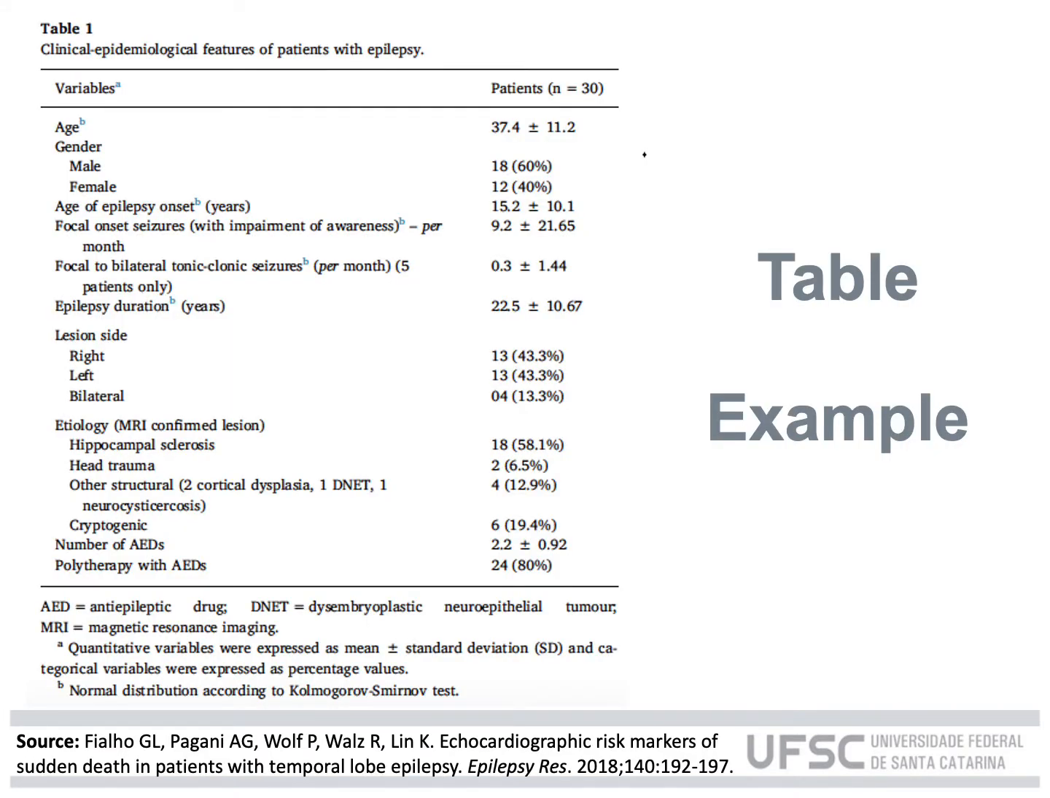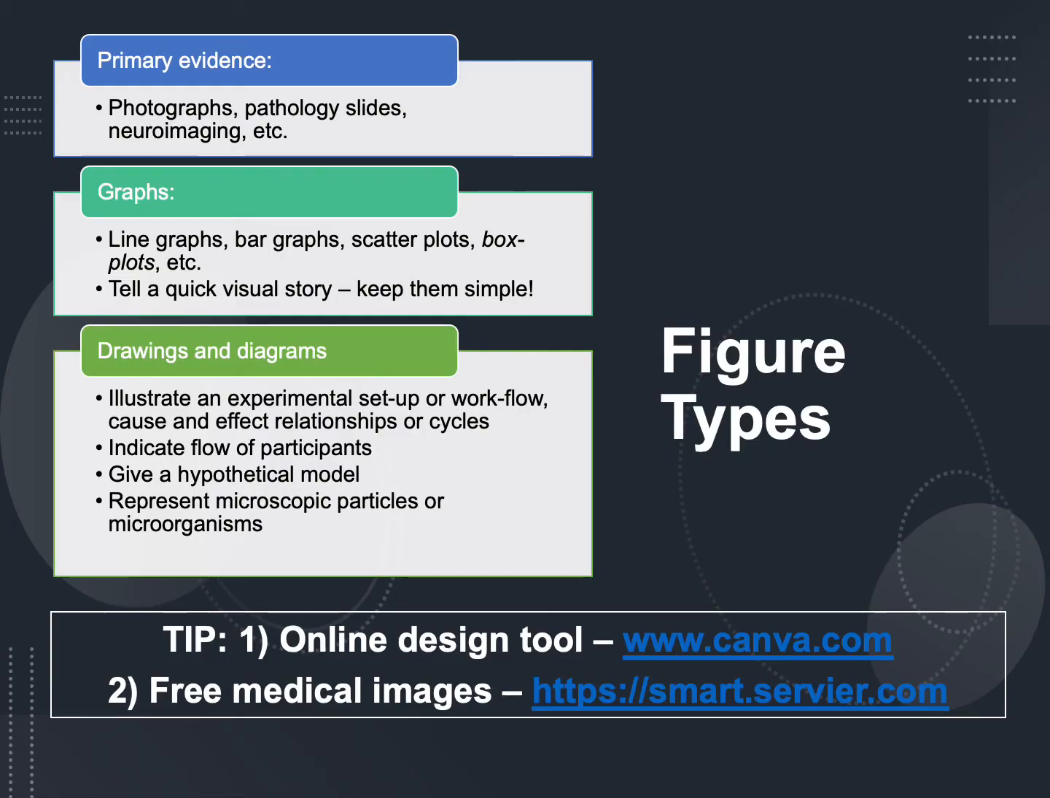Here is an example of a table. Please note the 3 horizontal lines, 1, 2, and 3. Tables should be kept to the minimum necessary to answer the hypothesis. Remember that a table is used not only to present data, but also to show relationships. A table should be visually easy to read.